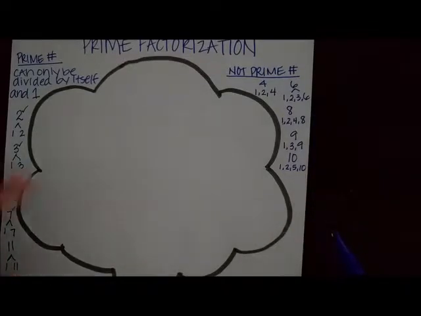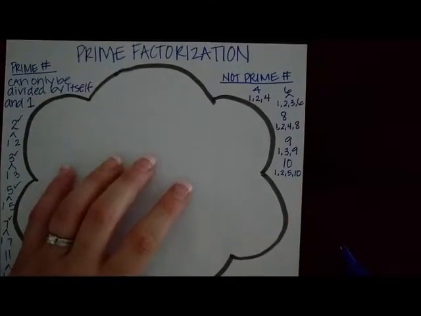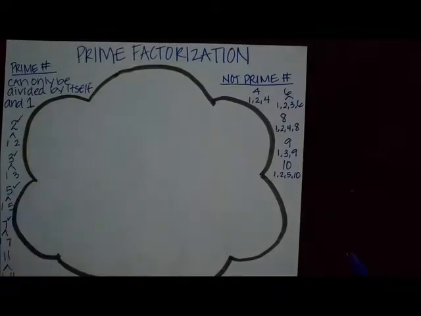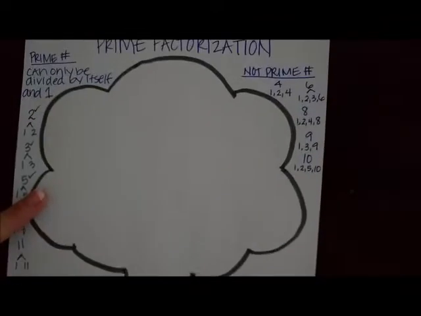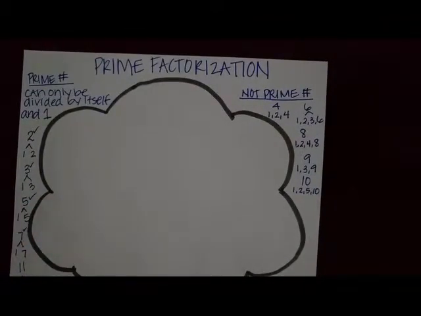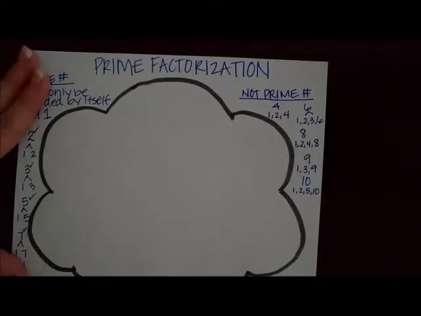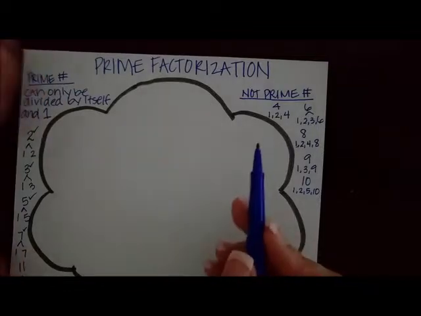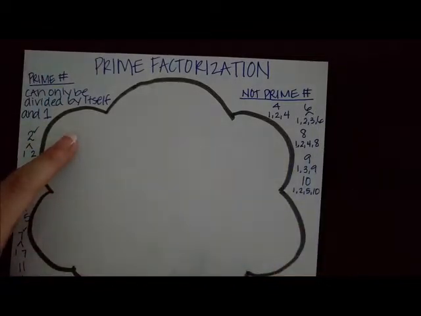Okay, so now let's figure out how to find the prime factorization of a number. To do that, we're going to make what we call a factor tree. That's why you have a tree on your paper here. Just to help you remember, prime factorization makes factor trees. We're going to do some examples up here.